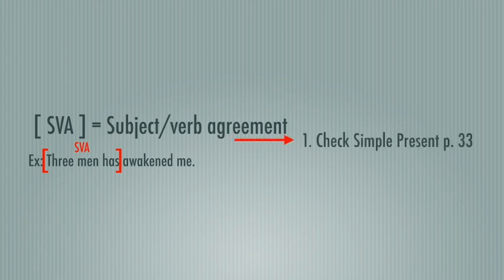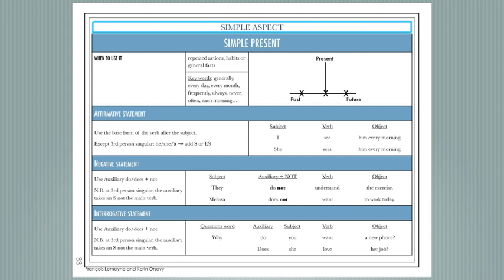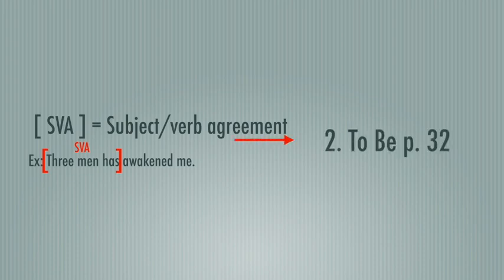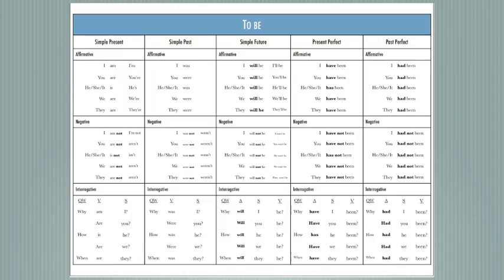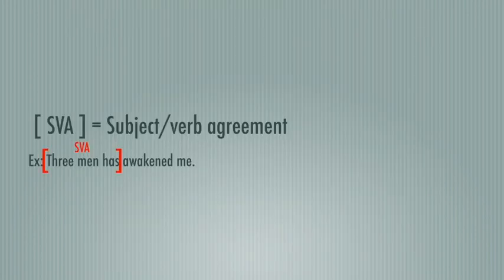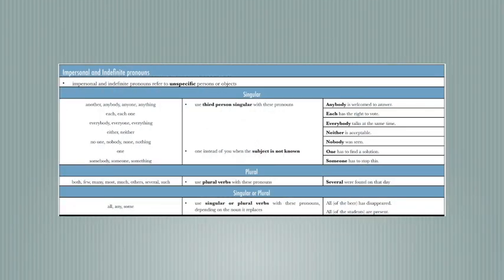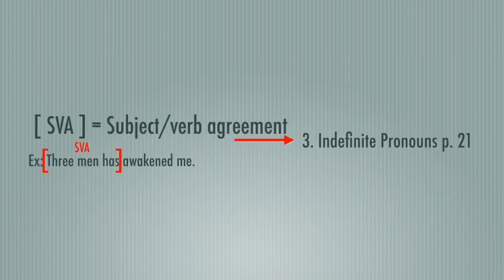So first of all, check the simple present on page 33. Okay, more precisely, except third person singular, add s or es. Or you can check the verb to be, page 32, depending, because as you can see, it changes from one person to the next. Or indefinite pronouns on page 21. Okay, because all of these words, another, anybody, anyone, anything, each, you're supposed to use a third person singular with these pronouns. So here, 3 men have awakened me.